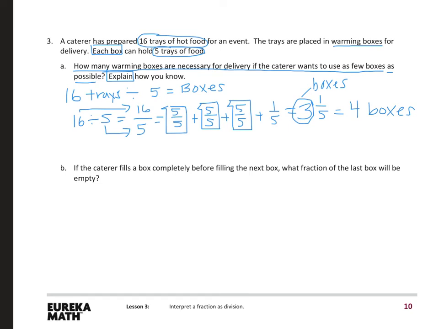So let's write the answer to the question. There needs to be 4 boxes to carry the 16 trays of hot food.